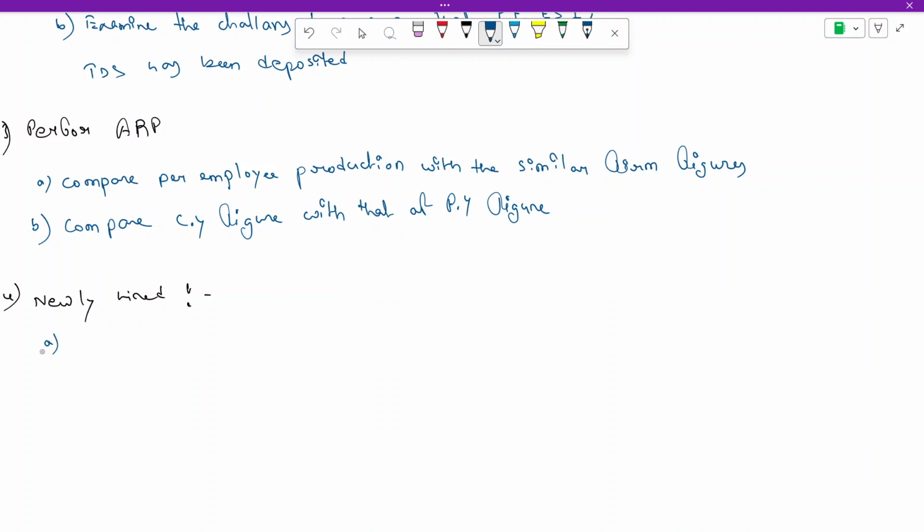Check appointment letter, and second, ensure that salary is created as per appointment letter.